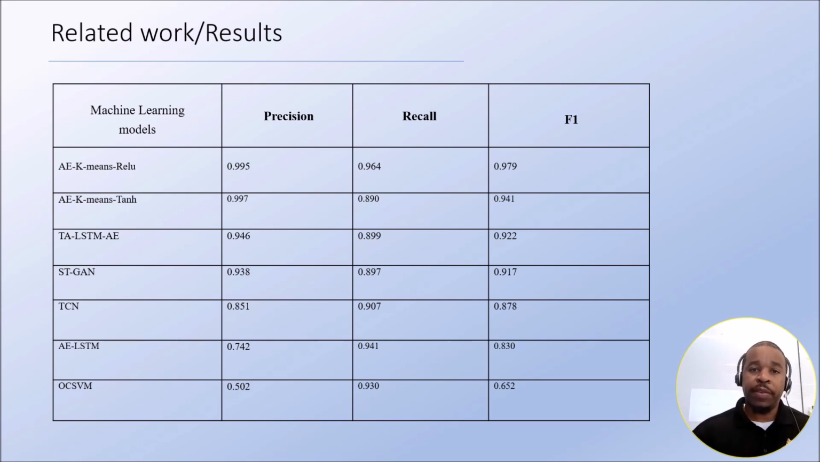We use two different activation functions for our hidden layers in our autoencoder. We use a ReLU activation and a TAN-H activation, and they both yield fantastic results.